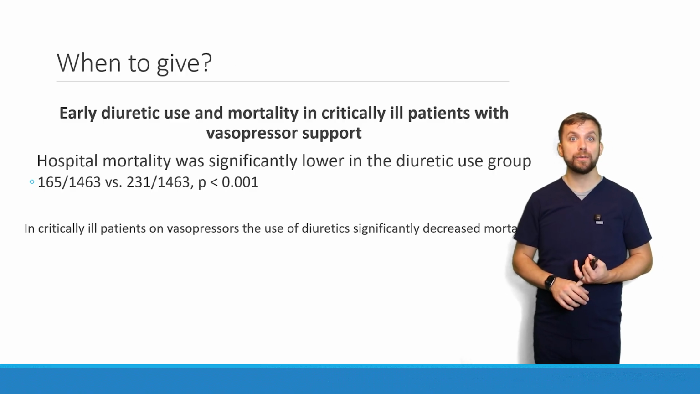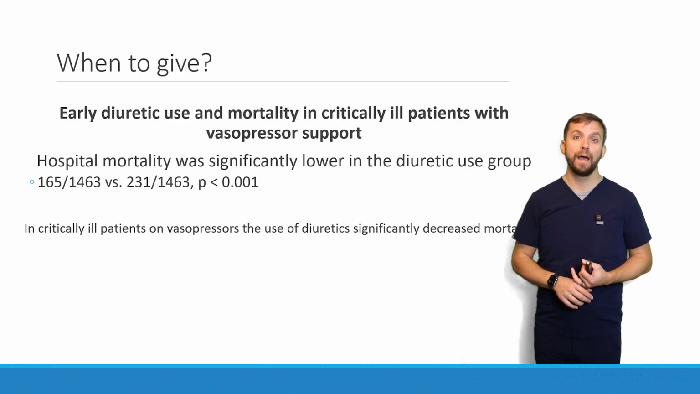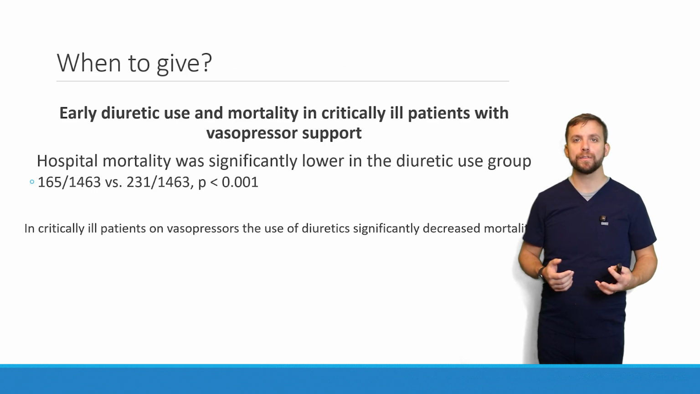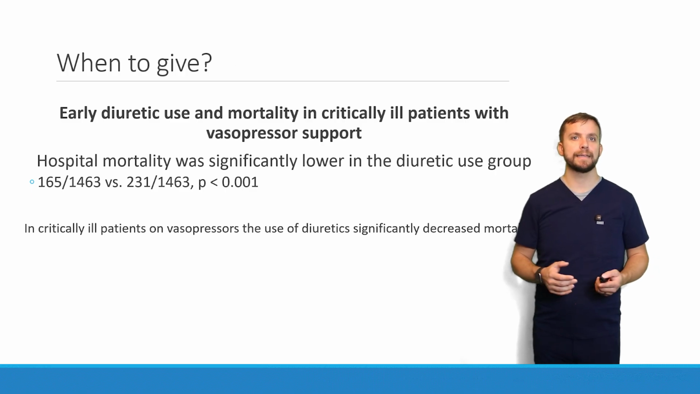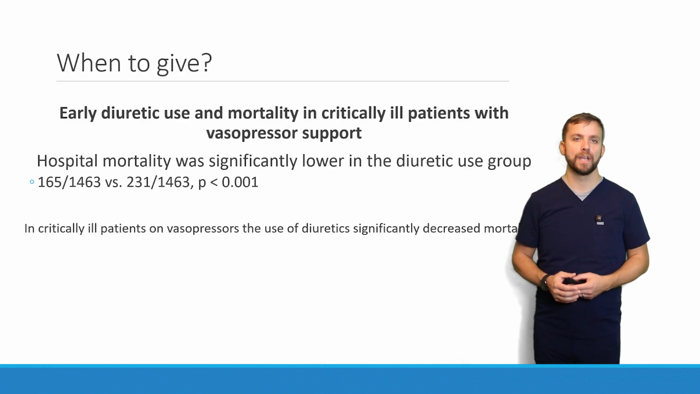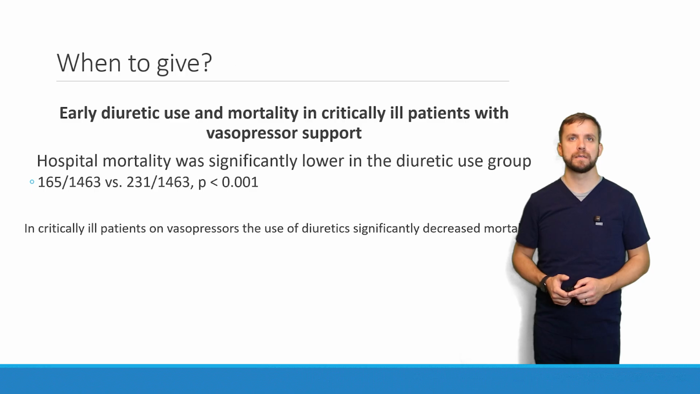So early diuretic use and mortality in critically ill patients with vasopressor support. Hospital mortality was significantly lower in the diuretic use group. So in critically ill patients on vasopressors, the use of diuretics actually reduced mortality. So as soon as that patient is on a stable or decreasing amount of vasopressors, you can feel comfortable go ahead and starting the deresuscitative process.